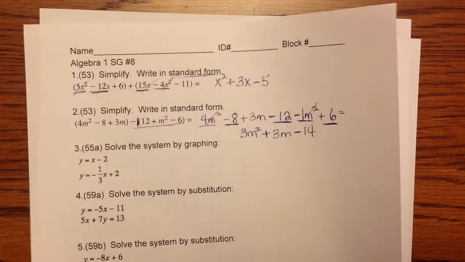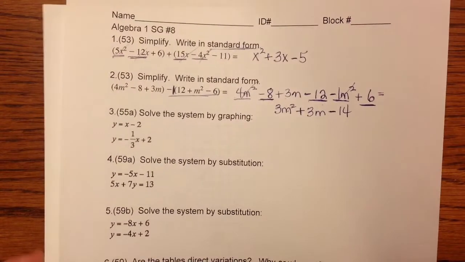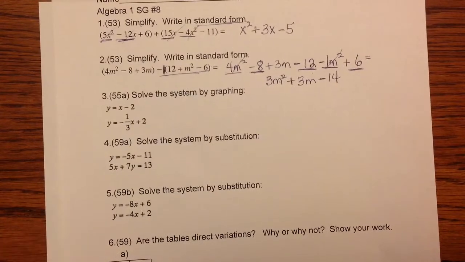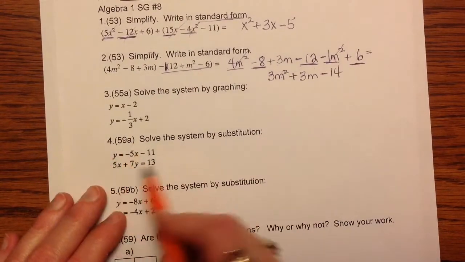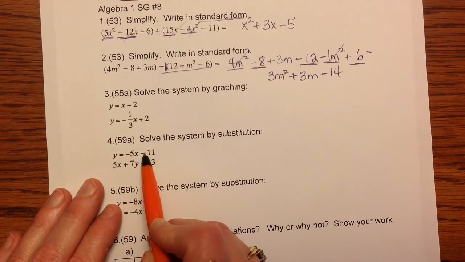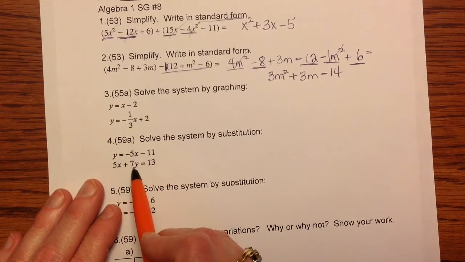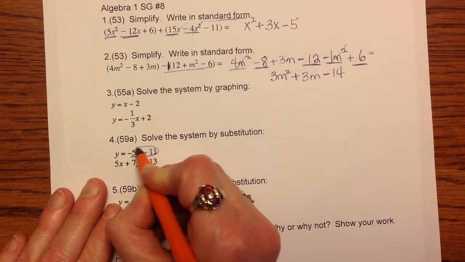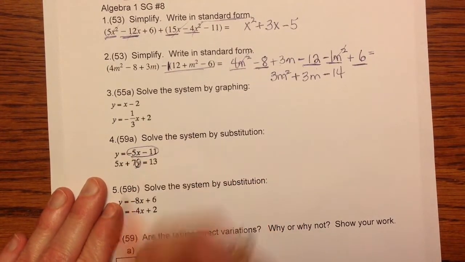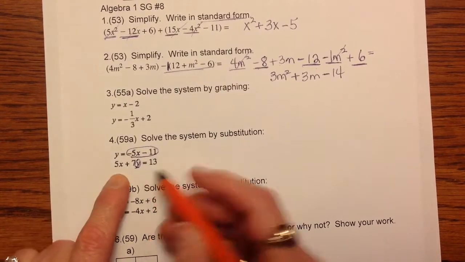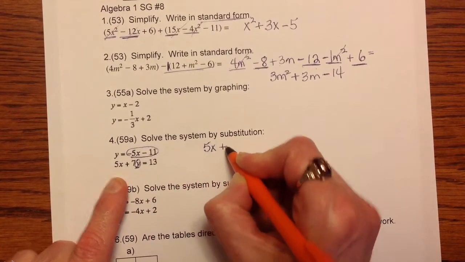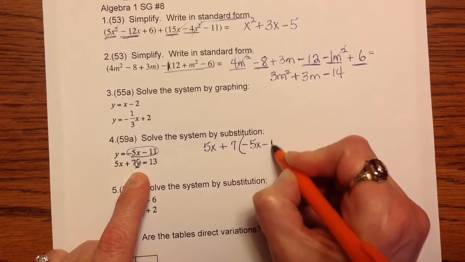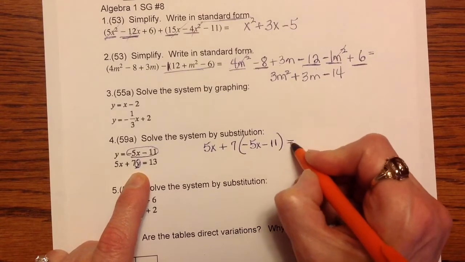Okay, now number 4 is the same type of problem, but instead of doing it by graphing, we're going to do it by substitution. 4 and 5, excuse me, are the same type of problems. Now, with the way this one's set up, where I know what y is, and I have another line, these are 2 lines, and we're again looking for where they cross algebraically. I'm going to take all of this, and I'm going to substitute it for my y right there. So I'm taking this 5x plus 7, and I'm going to put the -5x minus 11 in for the y equals 13.